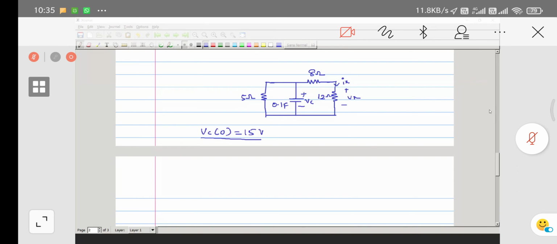What is the initial voltage across the capacitor? The initial voltage across the capacitor is 15 volts. Okay. Now, the initial voltage across the capacitor is 15 volts.